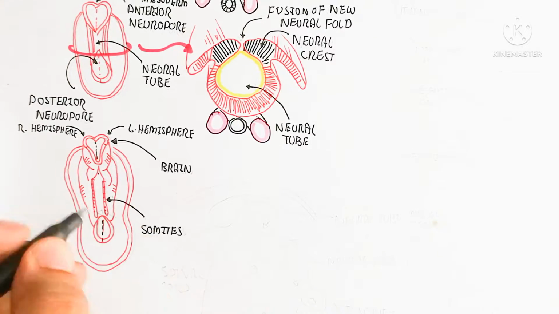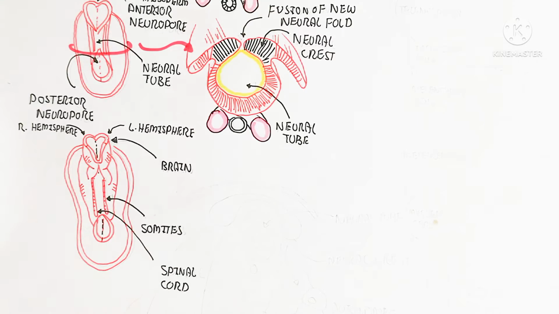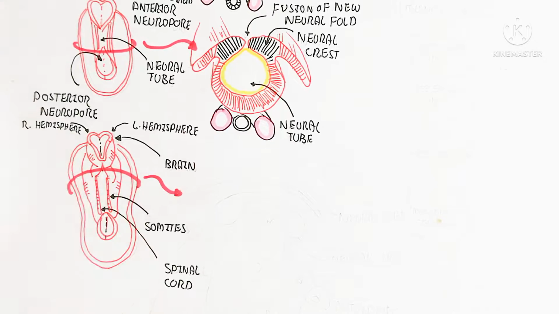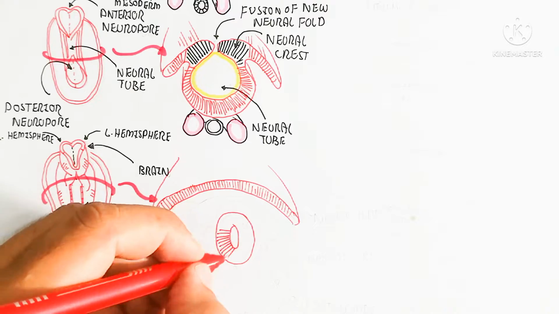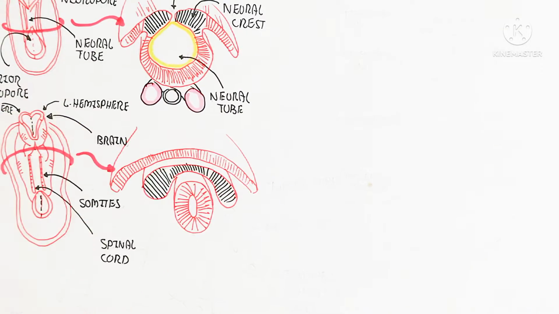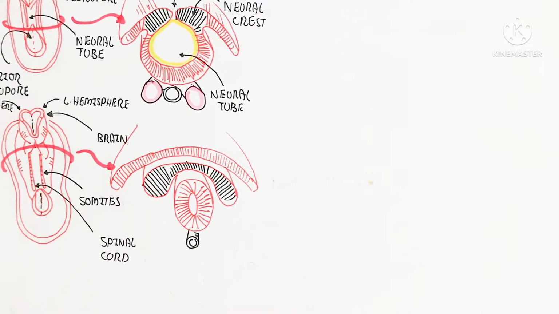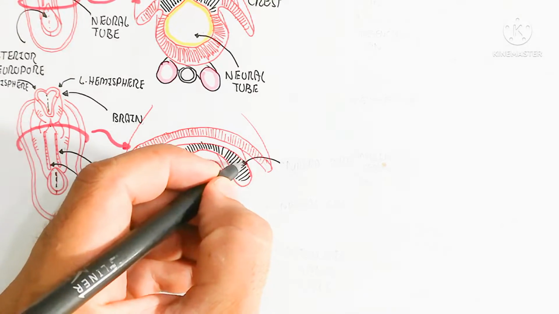Let's understand what happens after the neural folds combine together. The ectoderm will separate, and the neural crest will separate, but the folding will complete to form a neural tube. This neural tube, shown inside in yellow color, looks like this, and the notochord is below the neural tube.